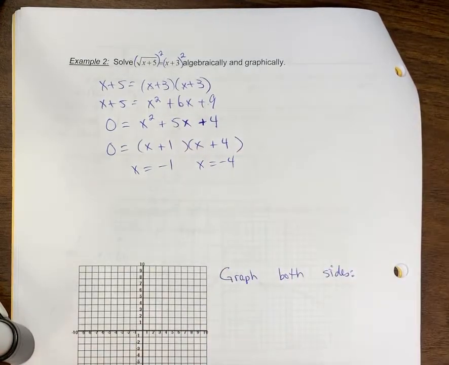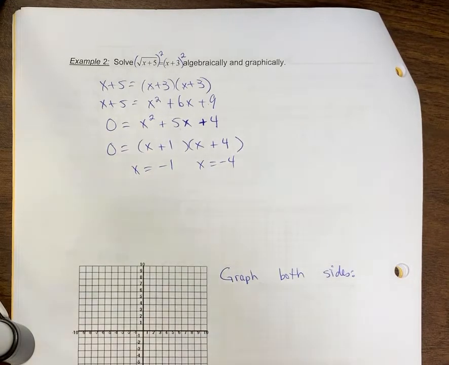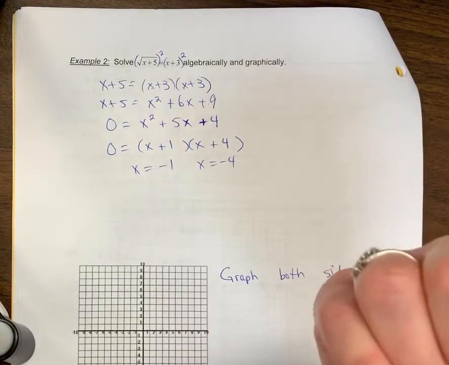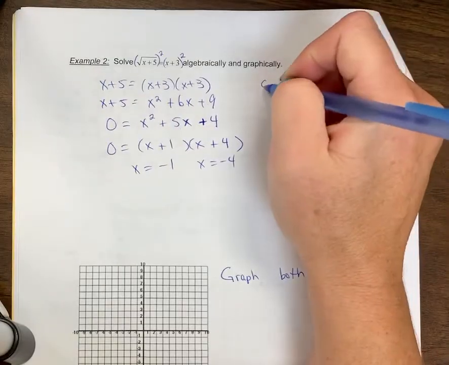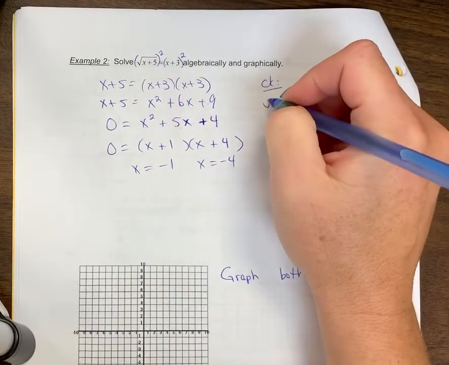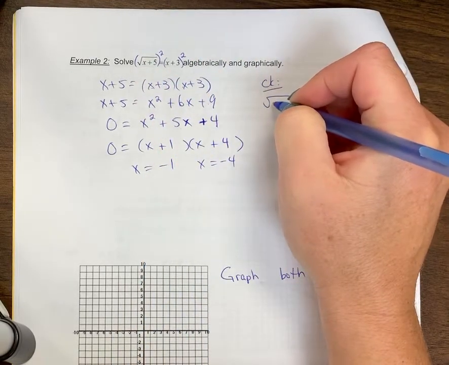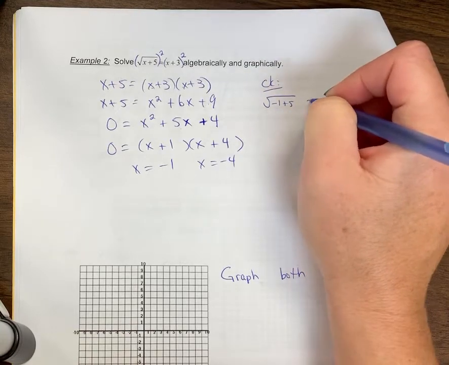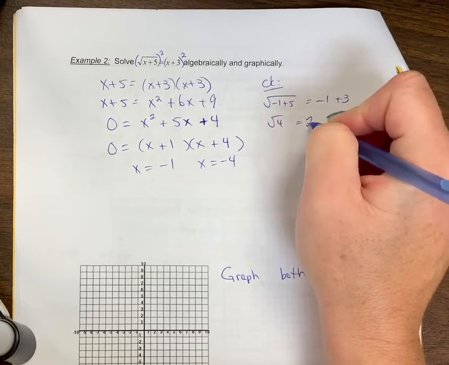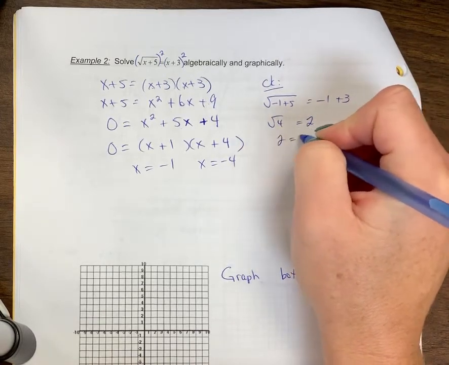Now you have to remember with radicals that part of the solving process is to check for extraneous roots. So even though it doesn't necessarily say to verify or check, that is part of the steps you need to do. Okay, so we're going to check for those extraneous roots here. So we're going to plug negative 1 into the equation. It has to be what it was before you squared it, of course. So the square root of negative 1 plus 5 is equal to negative 1 plus 3. So I get the square root of 4 is equal to 2. So 2 equals 2, that is true.